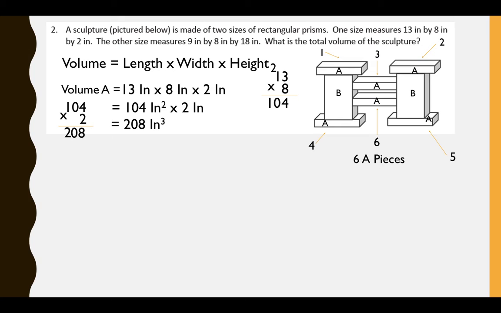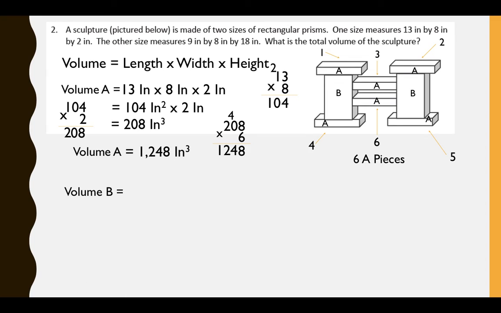So if 1 was 208 inches cubed, what would I have to do to find the total volume of 6 of those same pieces? I would have to multiply. So I'm going to take the volume of 1A and multiply it by how many pieces that are labeled A, which is 6. 8 times 6 is 48. 6 times 0 is 0, plus 4 is 4. And 6 times 2 is 12. So I know the total volume of all my A pieces is going to be 1,248 inches cubed.